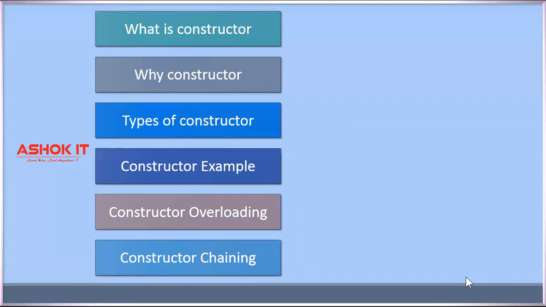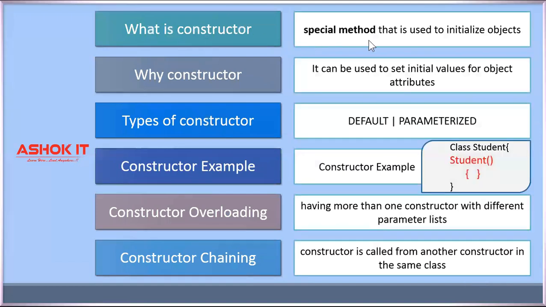So, what is a constructor? A constructor in Java is a special method that is used to initialize objects. For initializing the class object, we use a constructor, and we use it to set the initial values for object attributes. The types of constructors in Java are the default constructor and the parameterized constructor. Here is a simple example of a constructor where there is a class Student, and inside the Student class we are creating a constructor which has the same name as the Student class. Here the constructor has no arguments, so it is a default constructor.